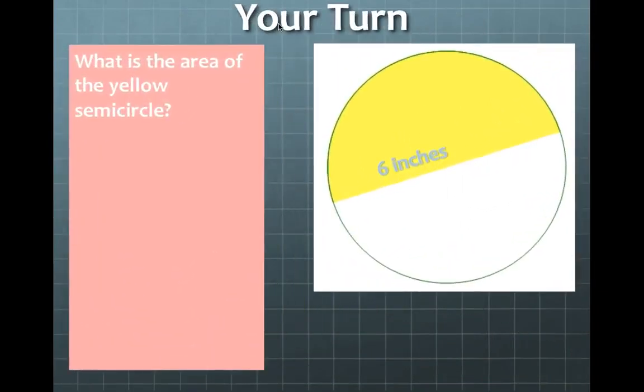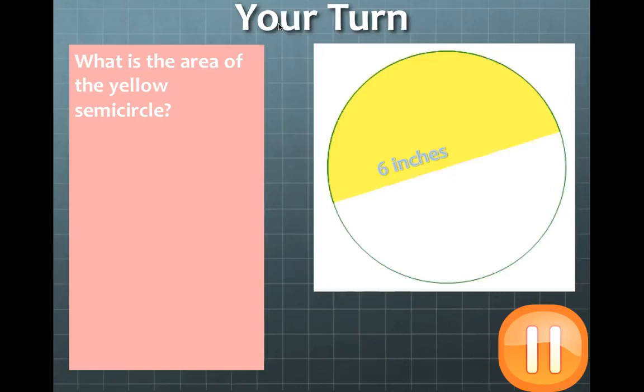All right, now it's your turn. What is the area of the yellow semicircle? You might have to refer back to the step-by-step directions. That's fine, but please find the area of the yellow semicircle. All right, let's see how you did.